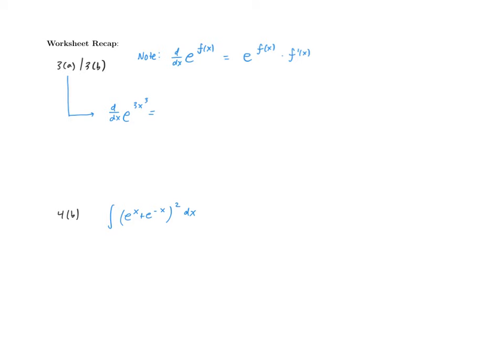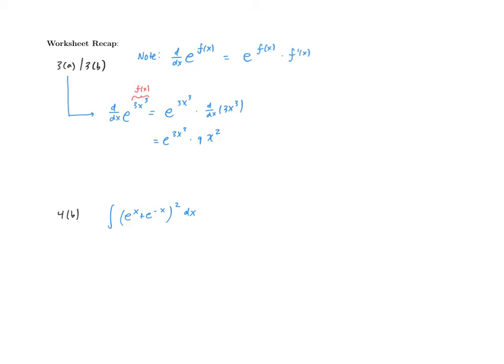So if that inside function is 3x cubed, as it is in 3a, we would have the derivative of the outside function evaluated at the inside function, multiplied by the derivative of the inside function. And one more step and we're done. We have this e to the 3x cubed, and using the power rule, the 3 comes down, so 3 times 3 is 9. The new power is 1 less than previously.